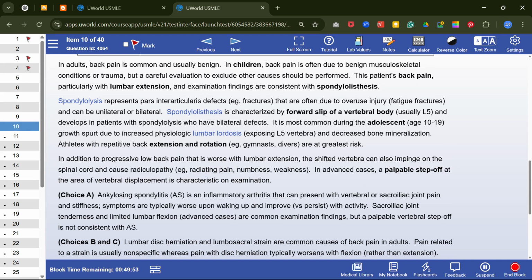In addition to progressive low back pain that is worse with lumbar extension, the shifted vertebra can also impinge on the spinal nerves and cause radiculopathy: radiating pain, numbness, weakness. In advanced cases, a palpable step-off in the area of vertebral displacement is characteristic on examination. Okay.